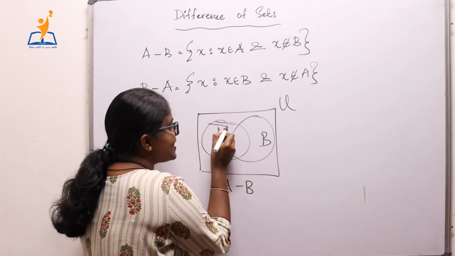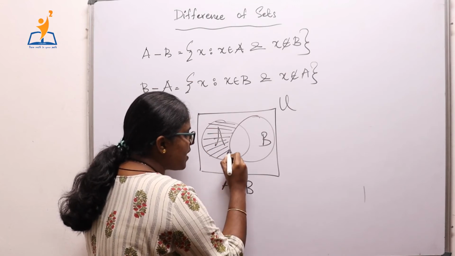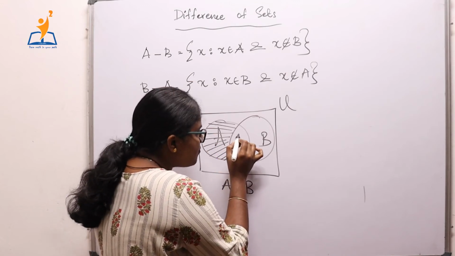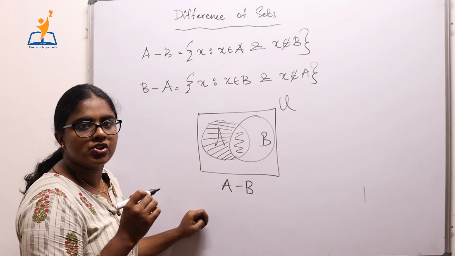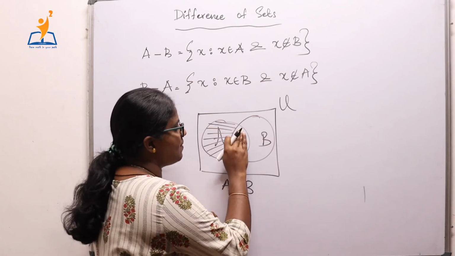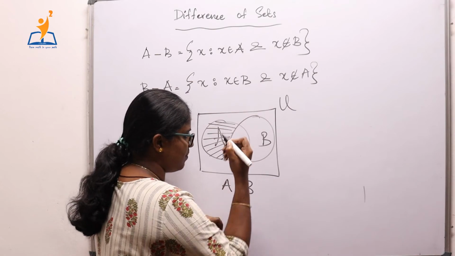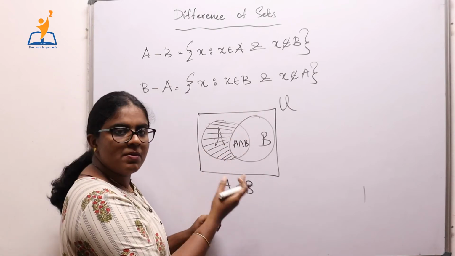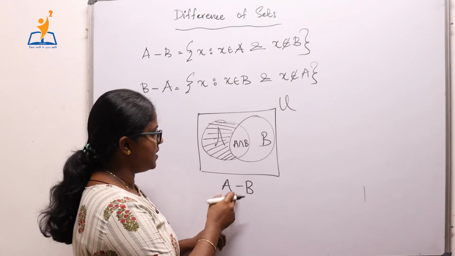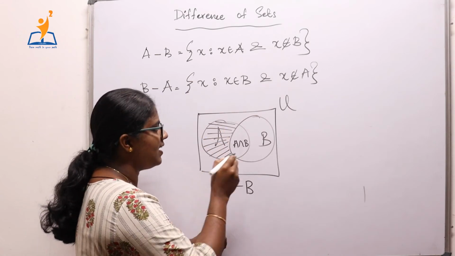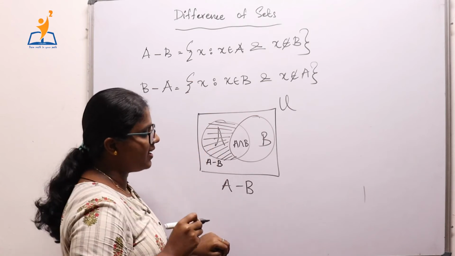If we note that this portion contains the elements which are only from A, but if we shade this particular portion, it is the elements which are common to A and B. What are the elements common to A and B? It is called A intersection B. So A intersection B should be subtracted from A in order to get A minus B. So this is the region, that is A minus B. This is A minus B, this shaded region.